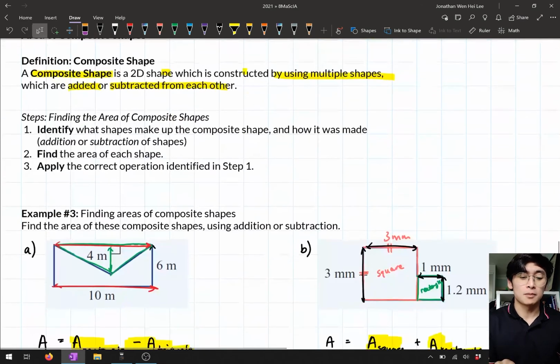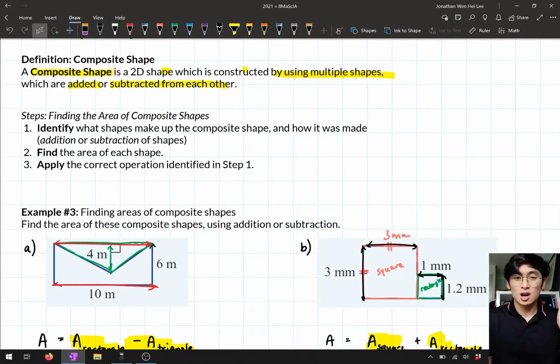And we also looked at composite shapes. And so we had to identify how those shapes were made. Was it added together or was it subtracted from each other? And then find the areas of those shapes and either add or subtract them. So that's it for today's lesson.